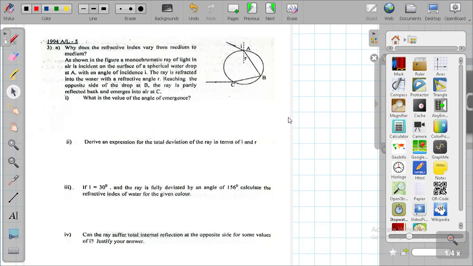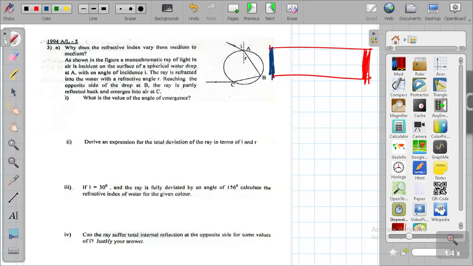As shown in the figure, a monochromatic ray. Monochromatic means only one color in the spectrum. The ending one is red. The beginning one is something like blue, but it is not actually blue. It is called what? Violet. Purple color type of thing.